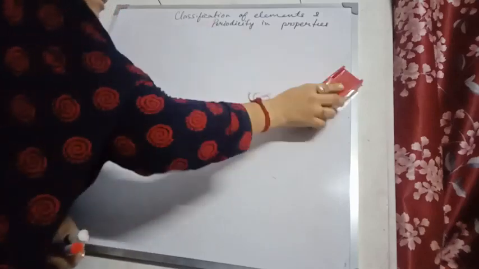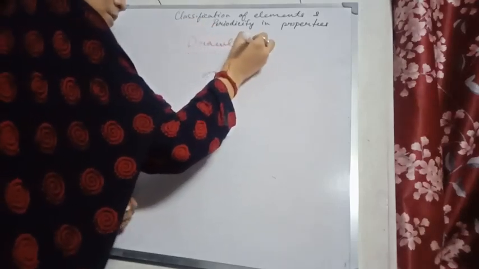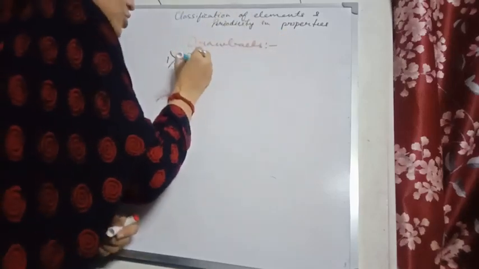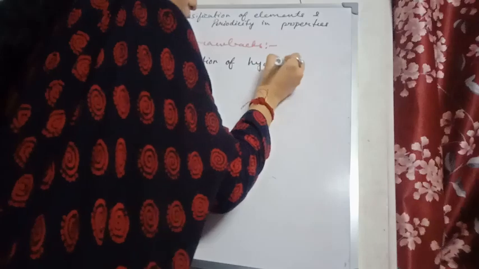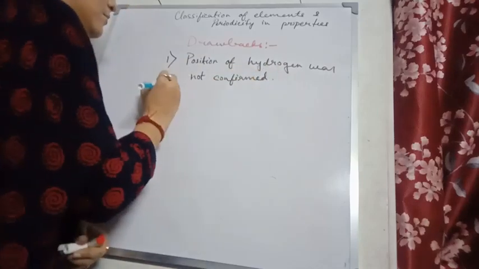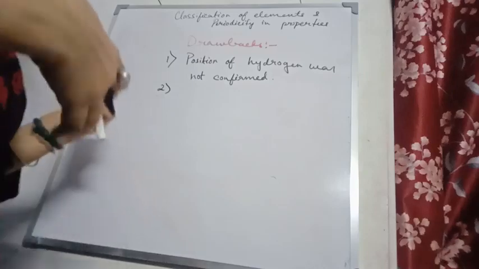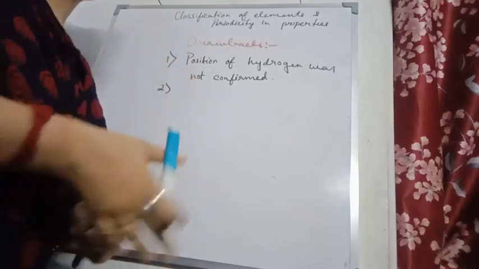Now, what were the drawbacks? Drawbacks means disadvantages, okay? First one was that the position of hydrogen was not confirmed. Actually, hydrogen has the capacity to form both cation and anion. So the position of hydrogen was not confirmed, meaning whether it is to be placed with metals or non-metals was not settled.